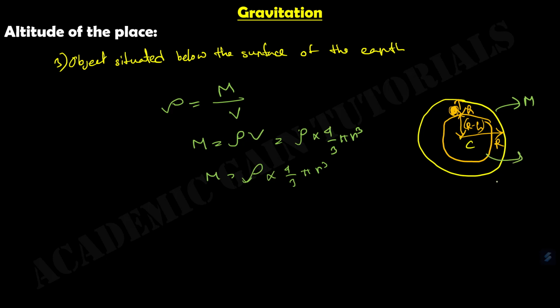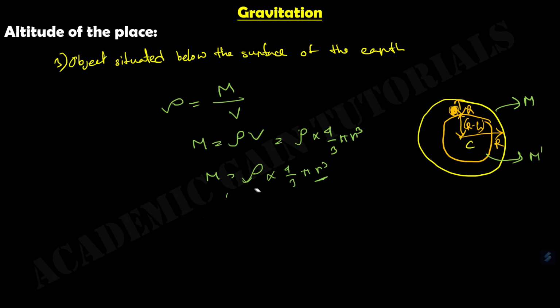Suppose the mass of this smaller sphere is m prime. So what will be the equation for this m prime value? It will be equal to rho into 4 by 3 pi, and instead of r we will use r minus h whole cube. So we found these two equations.